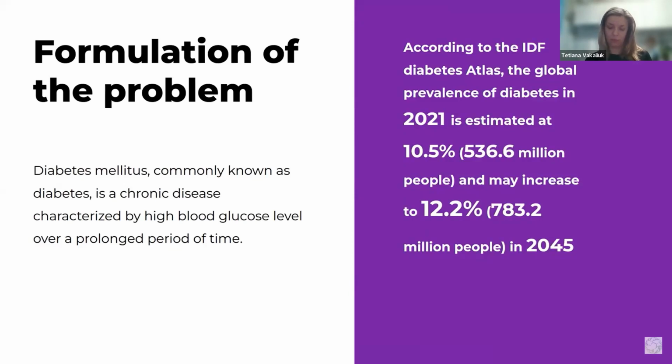According to the IDF Diabetes Atlas, the global prevalence of diabetes in 2021 is estimated at 10.5%, 536.6 million people, and may increase to 12.2%, 783.2 million people in 2045.